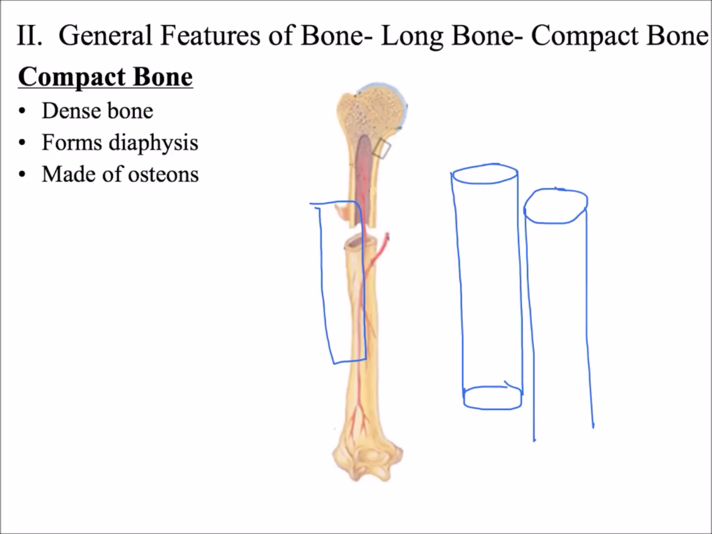Okay? Now, because they're made up of osteons and osteons run the entire length of the diaphysis, compact bone is good at withstanding compression forces or forces in this direction. Compact bone is not good at withstanding forces in this direction.